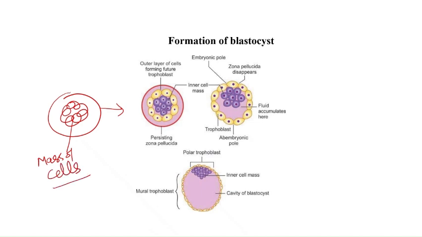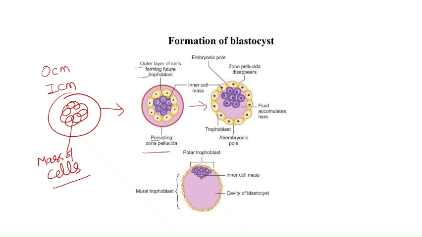Now this mass of cells differentiates itself into two types of mass. One is known as the outer cell mass and one is the inner cell mass, that is surrounded by the zona pellucida. You can see the persisting zona pellucida. And at this stage, after the morula stage we have discussed, the blastula is formed. So now this arrangement of cells is known as blastula.